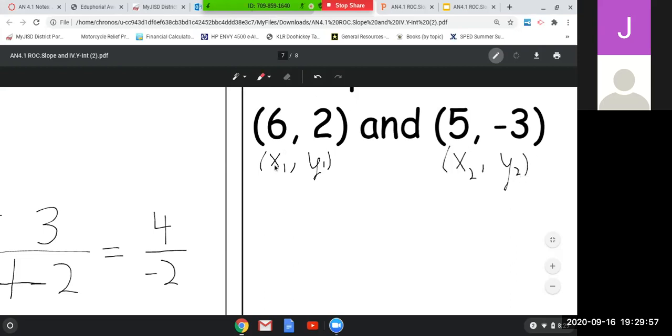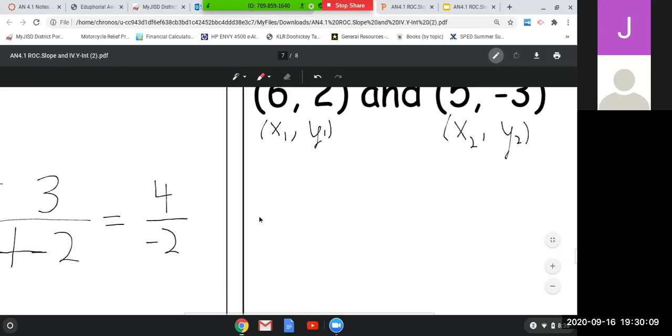I know that when it calls for x sub 1, I'm going to put a 6. When it says y1, I'm going to put a 2. Anywhere it says x2, I'm going to put a 5. Anywhere it says y2, I'm going to put a negative 3. So I'm going to use the formula.